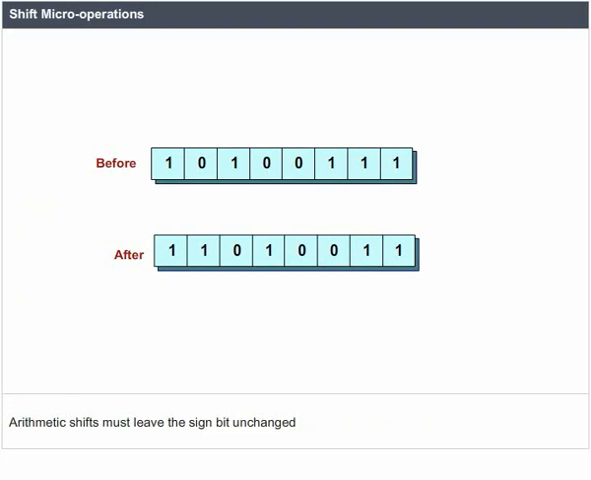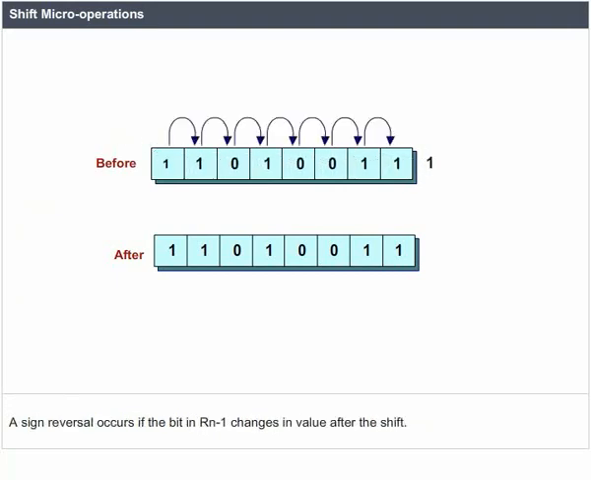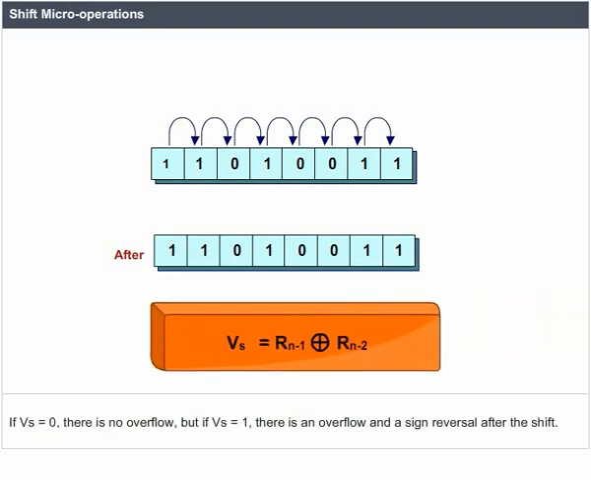Arithmetic shifts must leave the sign bit unchanged. A sign reversal occurs if the bit in Rn-1 changes in value after the shift. This happens if the multiplication causes an overflow. An overflow flip-flop Vs can be used to detect the overflow. If Vs is equal to 0, there is no overflow. But if Vs equals 1, there is an overflow and a sign reversal after the shift.